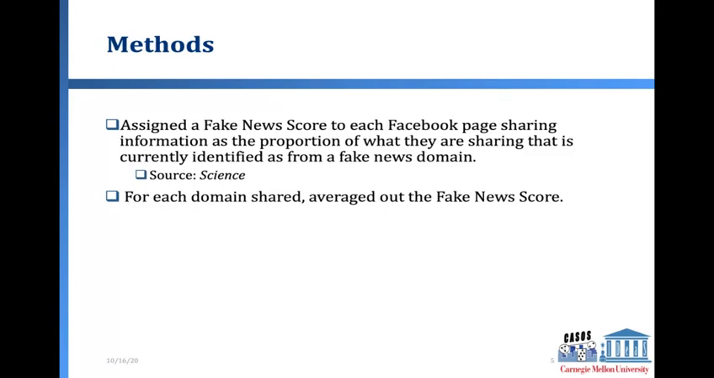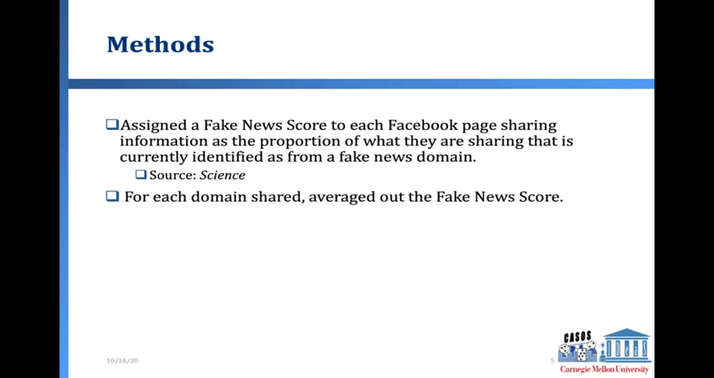I created a fake news score for each of the Facebook pages that was sharing information based on how many of the articles that they posted about the election were to fake news sites. So for example, if a Facebook page had 10 posts and none of them went to fake news domains, they would have a fake news score of 0. However, if another Facebook page had another 10 posts about the election and 5 of them went to domains that were already labeled as fake news, then that whole Facebook page would have a score of 0.5 as their fake news score.